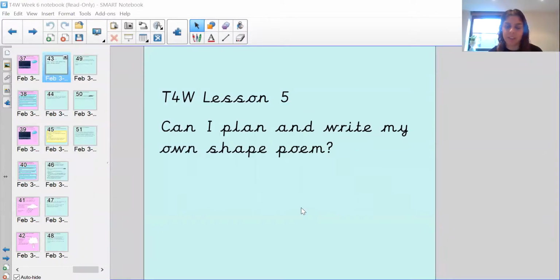Hi Pankhurst class, this is your Friday Talk for Writing lesson and it's the last lesson of the week and the last English lesson of the half term. And today we are planning and writing your own shape poem.